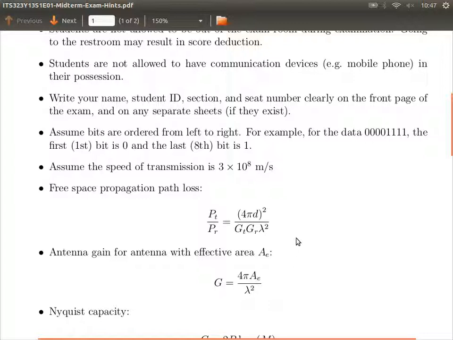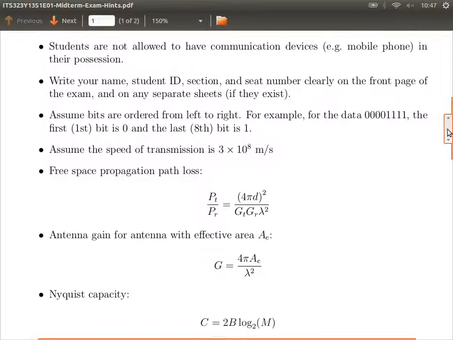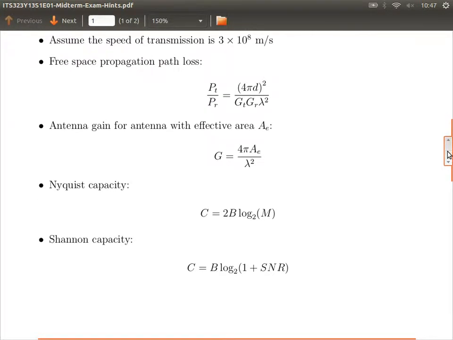Speed of light, 3 by 10 to the 8 meters per second. If nothing is given about the speed of transmission, assume that value. The free space path loss model is given, so we have 4 equations given, which you don't have to remember, but you need to know how to use them. These are given at the front of the exam.